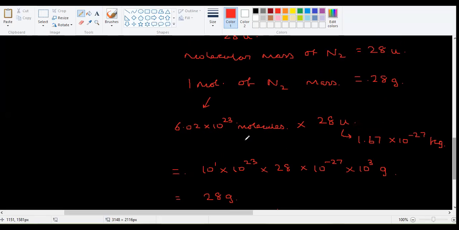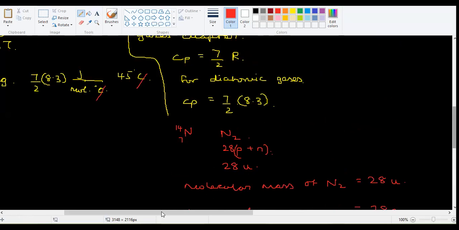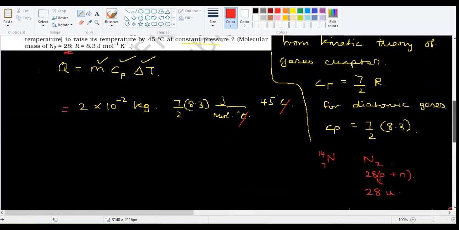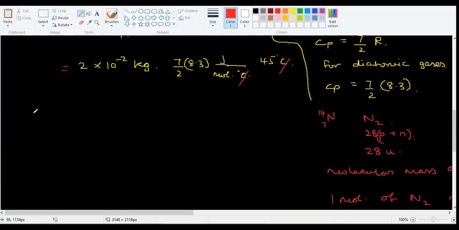Anybody still copying? Can I change the screen? Okay. So that was something like a side derivation. So only if you understand this will make sense. So that means one mole of nitrogen will be equivalent to 28 grams. Which means to say that 1 gram of nitrogen will have, 28 has to come on this side, so 1/28 moles.